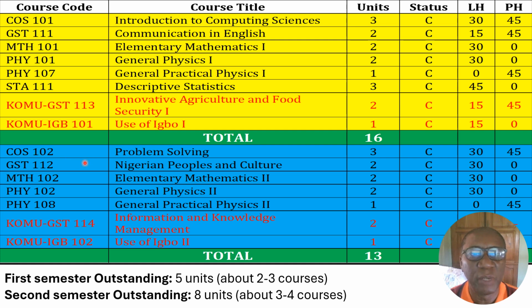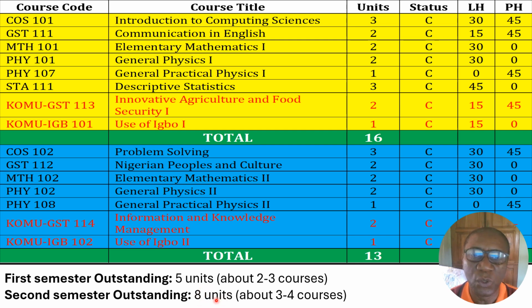So if you look at second semester, again, you will see all the ones in black color are the 70% compulsory component. Then the ones in red, that is KOMU GSC 114 and KOMU Igbo 102, are the compulsory GS courses for us here in KOMU. When you add everything for this second semester, you get 13 units. So if we are targeting 21 units, you need about 8 units, because 21 minus 13 gives us 8 units.